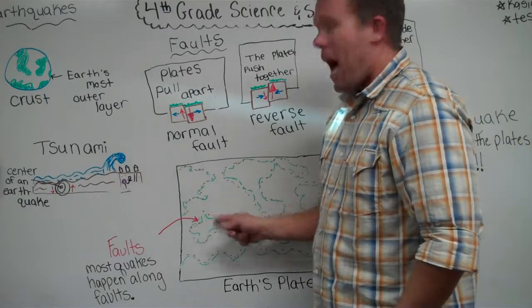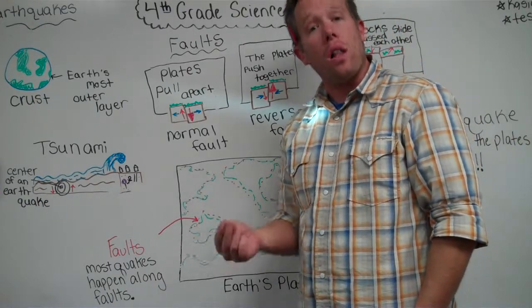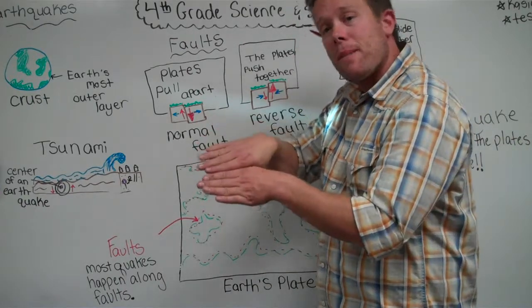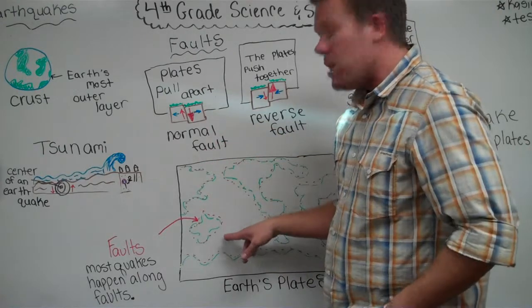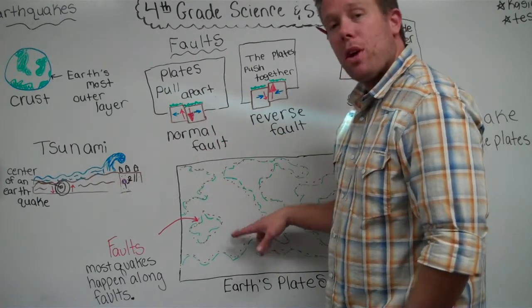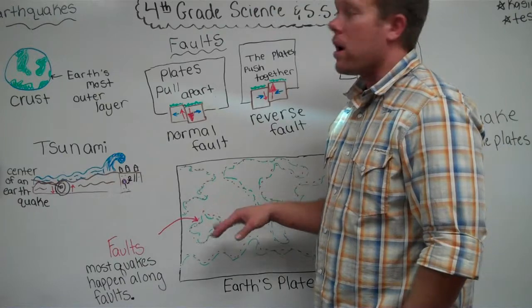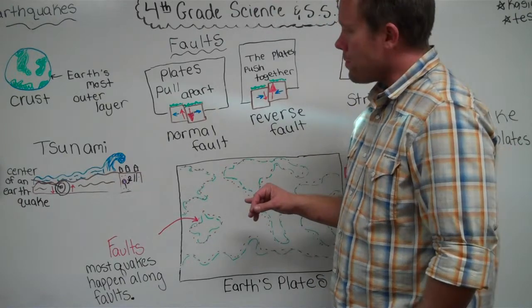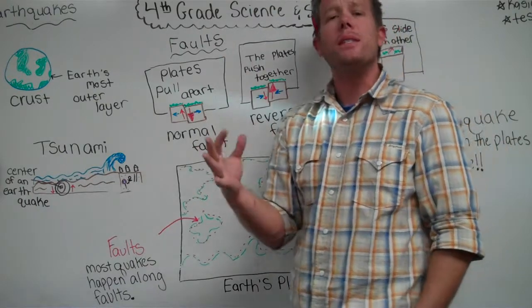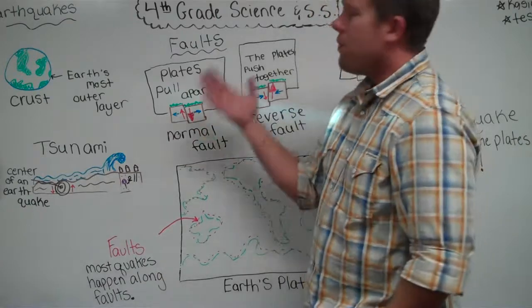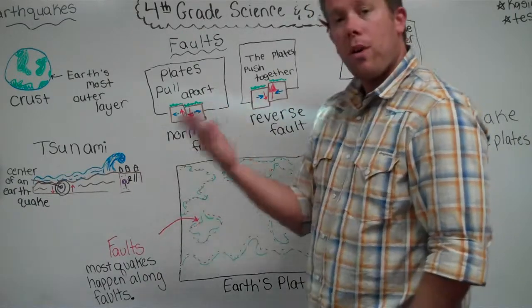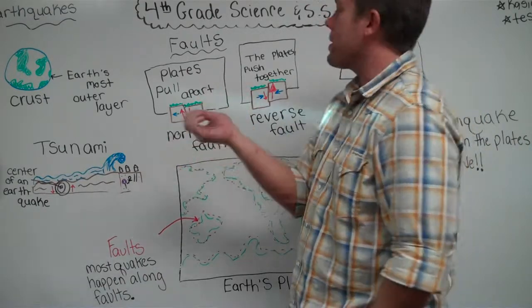Most earthquakes happen along these fault lines where the two plates come together. You can see the red dots. Most of the earthquakes are happening along the fault lines. Now there's three different kinds of faults that can cause earthquakes.